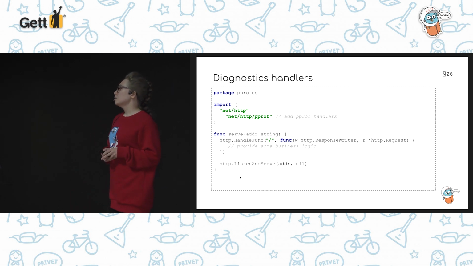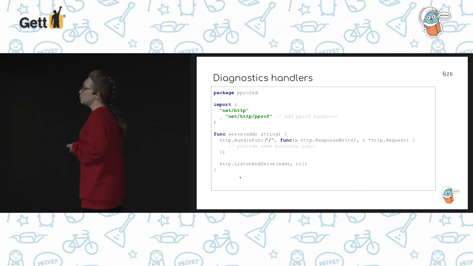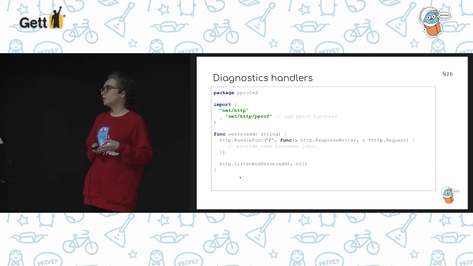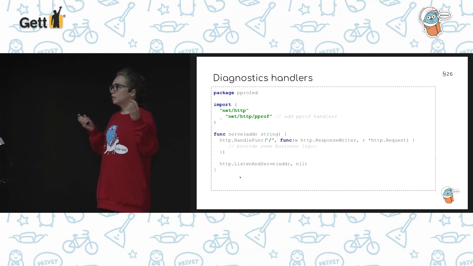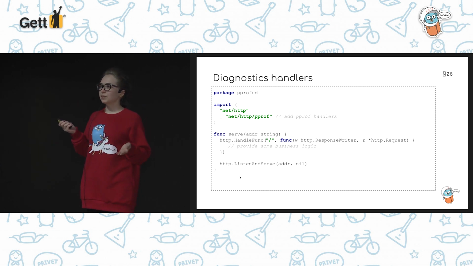The next thing you need to remember about is diagnostic handlers. Profiling results can be reported using standard libraries such as net/http. This library can be used to request the application for some diagnostic information such as memory use and routine use.